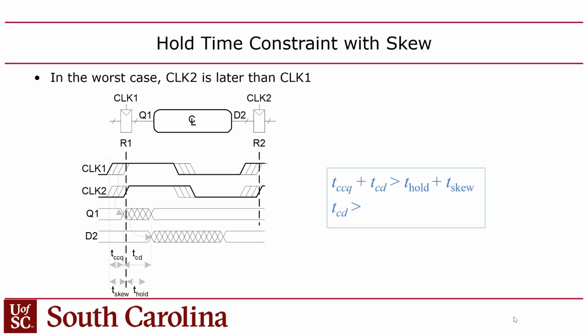And again, you can restructure this and have TCD by itself, the reason being that's something as a designer you can control. You can't control the skew, right? You can't control the technology parameters. So we're going to put the contamination delay by itself and basically say the contamination delay must be greater than the hold plus the skew minus the contamination delay of the flip-flop, right? So this is just the same thing, but just putting the thing that you can actually control as a designer on one side.